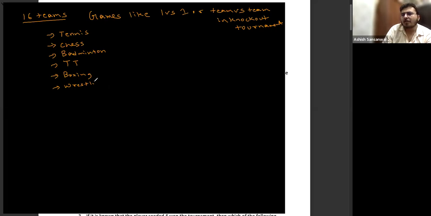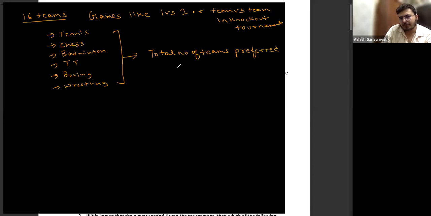So in these knockout tournaments, the preferred total number of teams is 2 raised to power n. It should not be a multiple of 2, but a power of 2. Like if there are 2 teams, 4 teams, 8 teams, 16 teams, 32 teams, 64 teams, 128 teams, 256 teams, and so on. Is this clear?